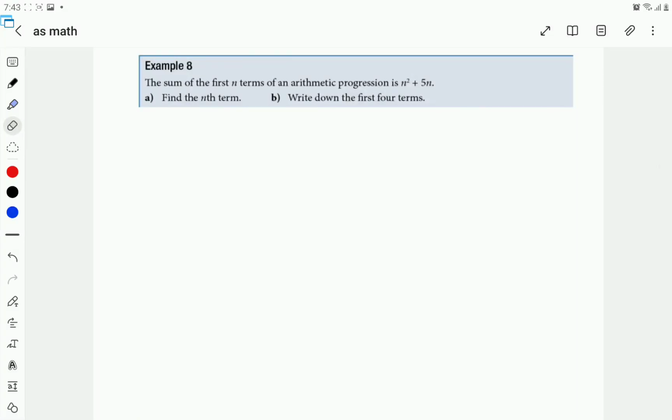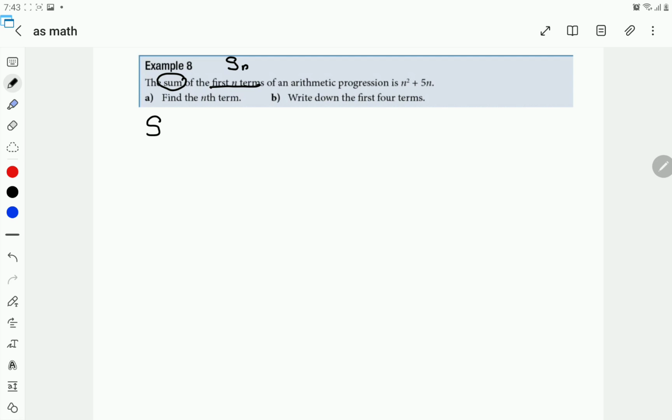Number 8, let's try to discuss this one. The sum of the first n terms of an arithmetic progression is n squared plus 5n. Please take a look at what we have said before. It says sum of the first n terms. That is actually the arithmetic series, of an arithmetic progression is n squared plus 5n.